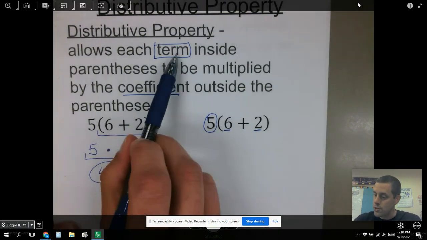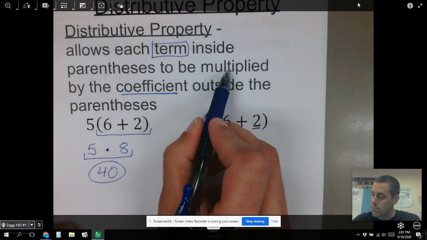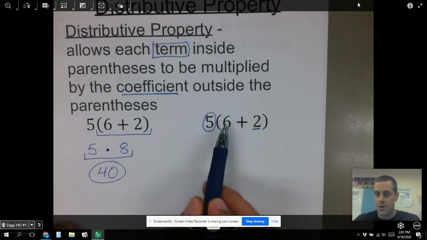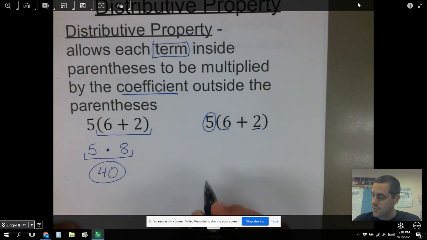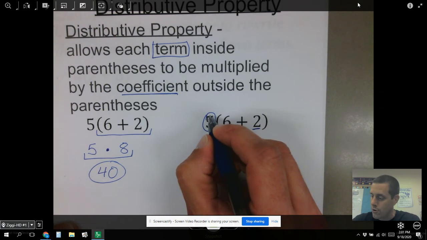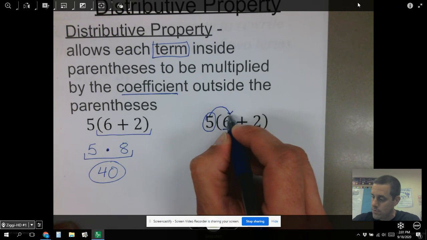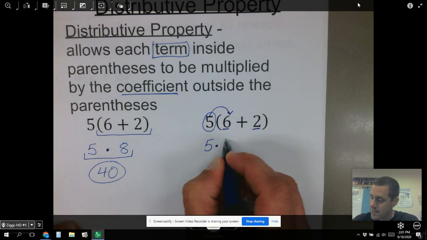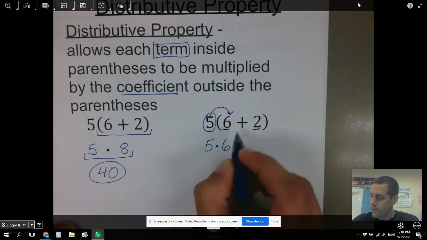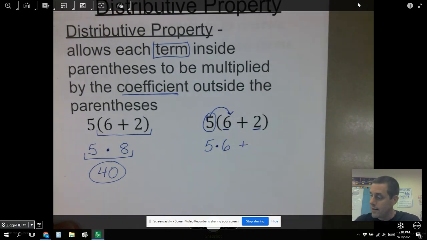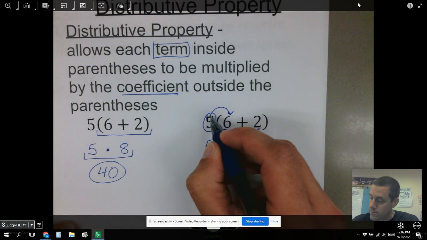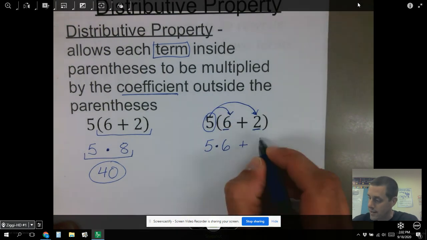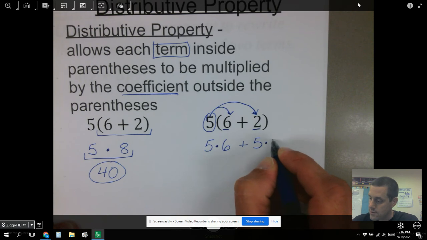To use the distributive property, we are going to multiply the coefficient times each of the terms inside of the parentheses. So we're starting with the coefficient 5, and we are going to distribute it to the first term. So we get 5 times 6. We have a plus sign in the middle of our quantity, and now we're going to distribute that coefficient to the other term through multiplication to get 5 times 2.